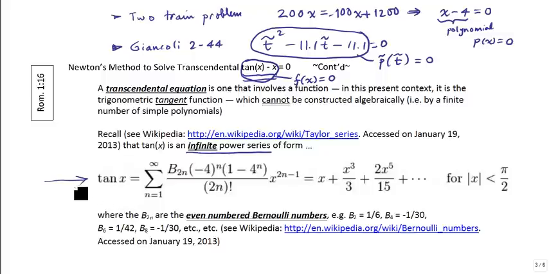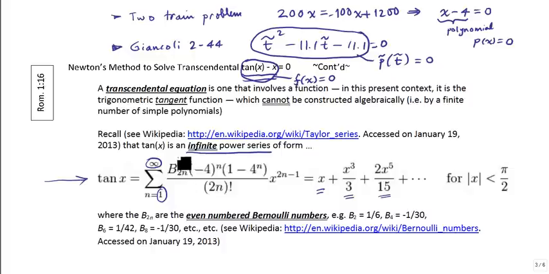Okay, so you'll see right away that we're taking a summation beginning at n equals 1 and going all the way to infinity of this expression, which, if you were to write it out term by term, is going to have the following form. It's going to be x plus x cubed over 3 plus 2 times x to the 5th over 15 plus, and the dot dot dot means that it goes on ad infinitum, so forever.